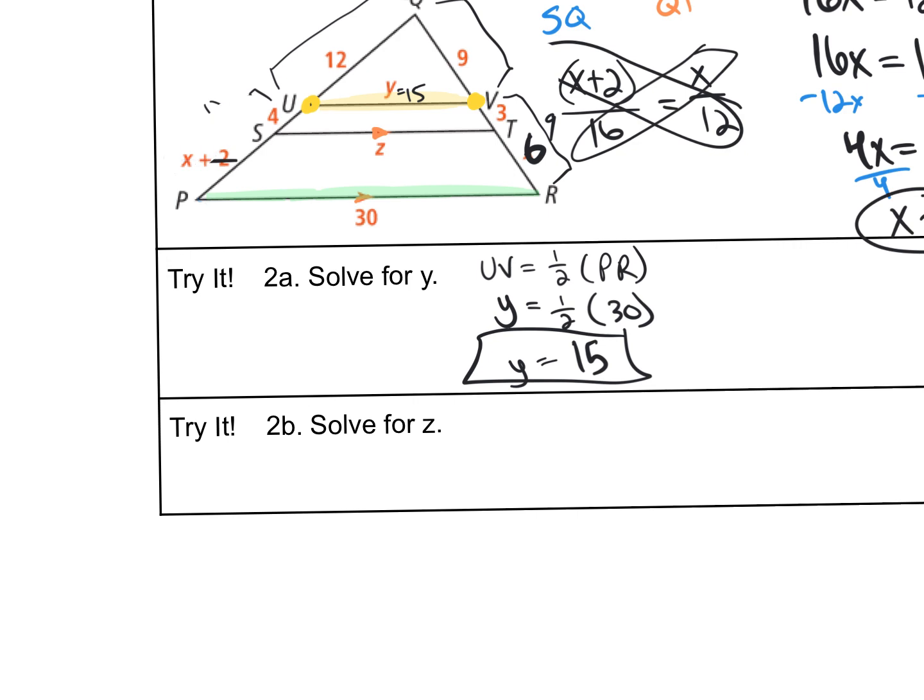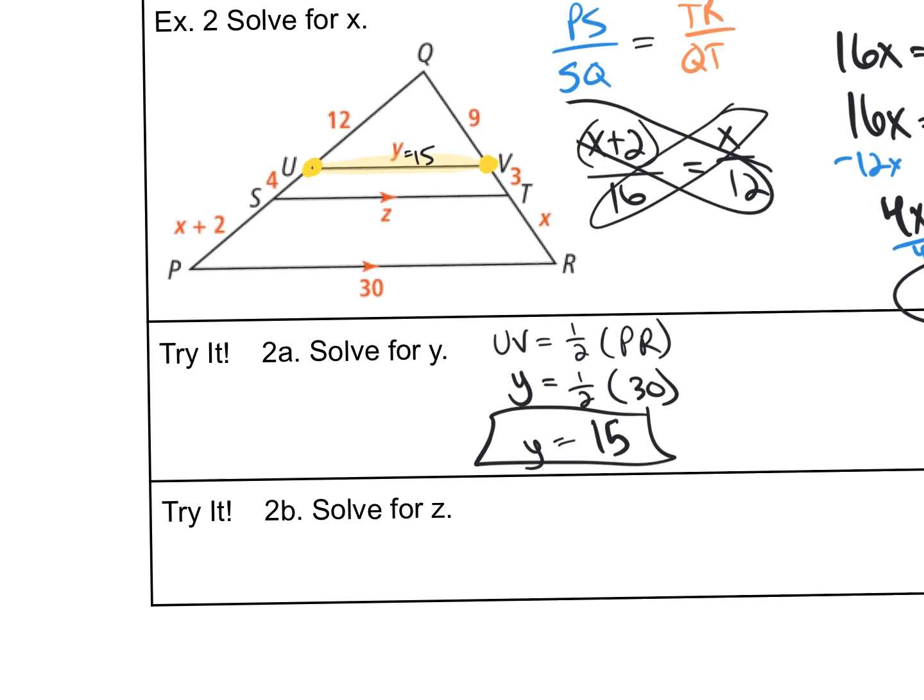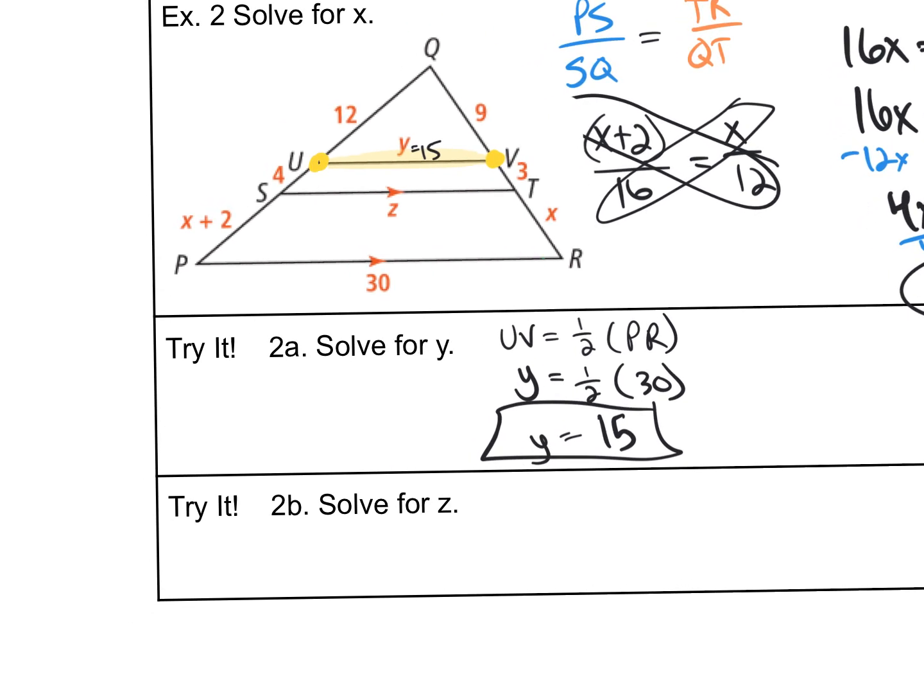All right, so I'm gonna erase some of this just so you can see a little better as we start to look at this next part of the problem, solving for Z. Now that we've solved for X and Y, we have some of these distances available to us in this triangle diagram.